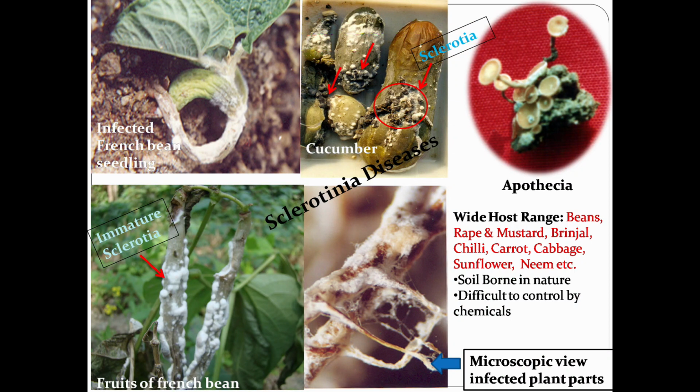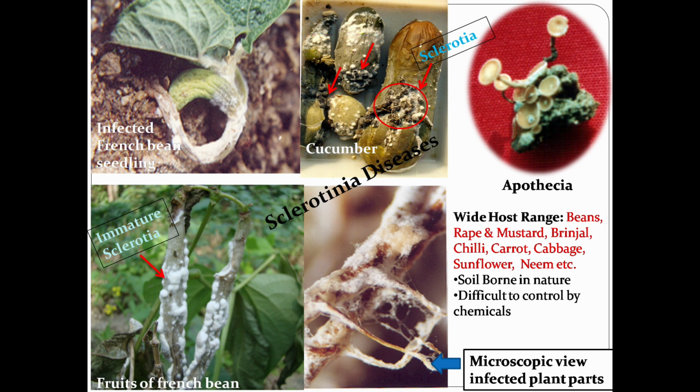Besides that, we can take the example of some soil-borne plant pathogens. Let us take the example of Sclerotinia sclerotiorum, which is soil-borne in nature, and it produces sclerotia. These sclerotia are very difficult to control by chemicals. By producing sclerotia, the pathogen Sclerotinia sclerotiorum can survive for 6 to 8 years. And this pathogen has a wide host range. Because of that, it can attack numbers of agricultural crops.